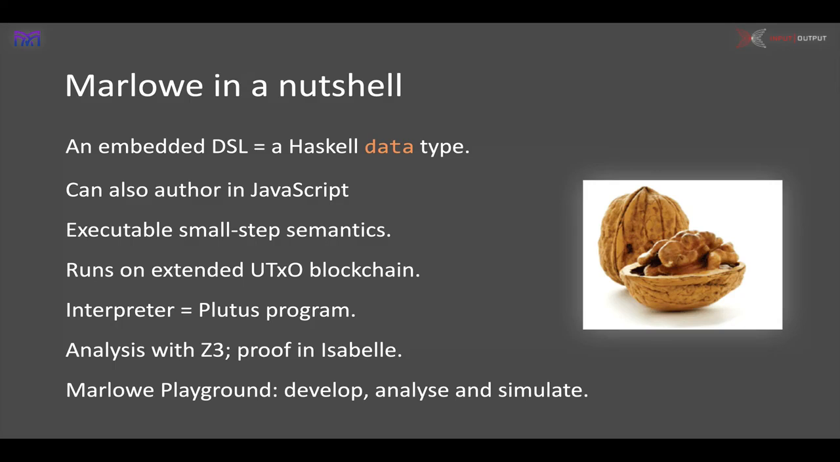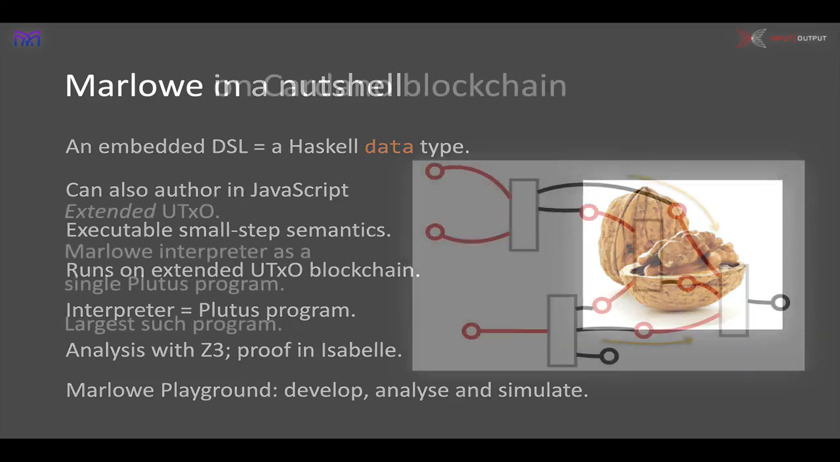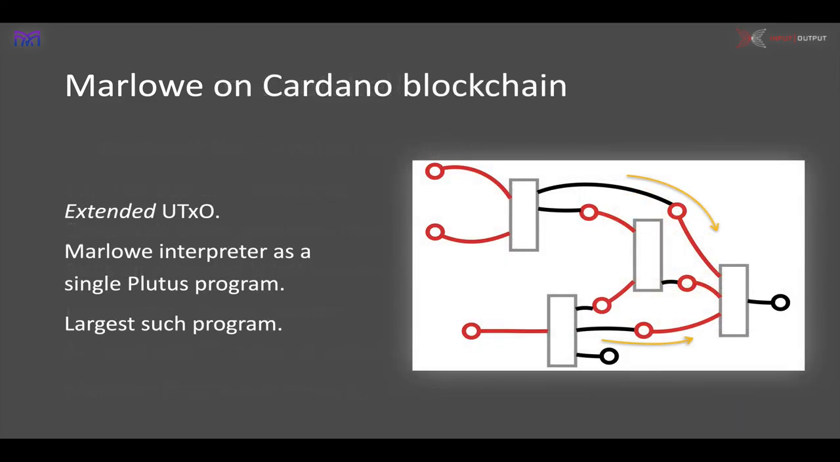So there, just recapping, I said this was Marlowe in a nutshell. Let me say a tiny bit about how it works on the Cardano blockchain. And as I said, it's an extended UTXO. So as a transaction is made, as an output is redeemed and becomes the input of another transaction, data can flow, as it were, across that boundary.